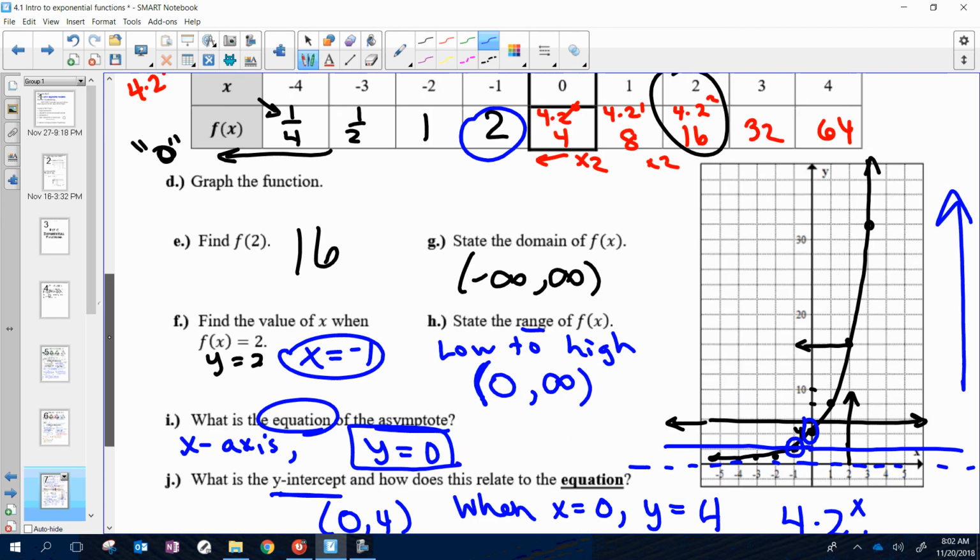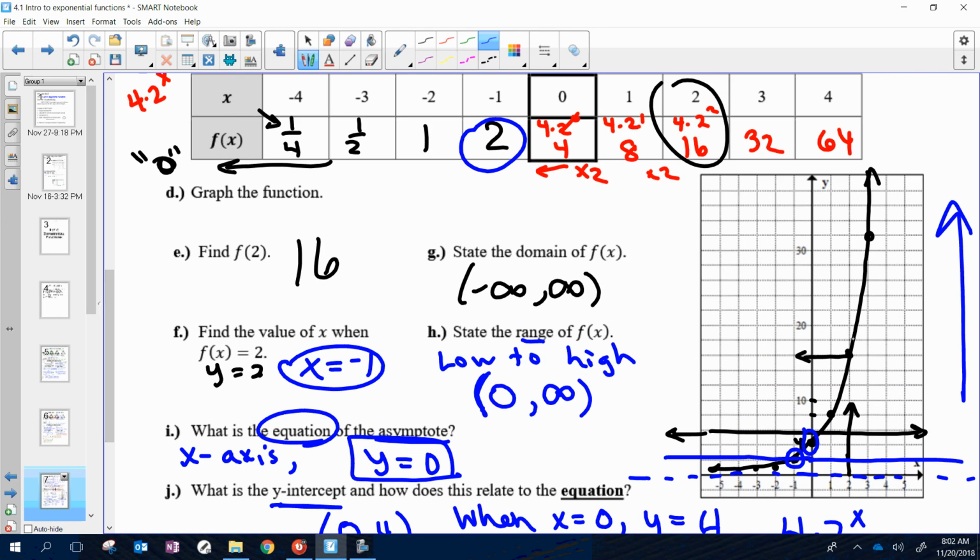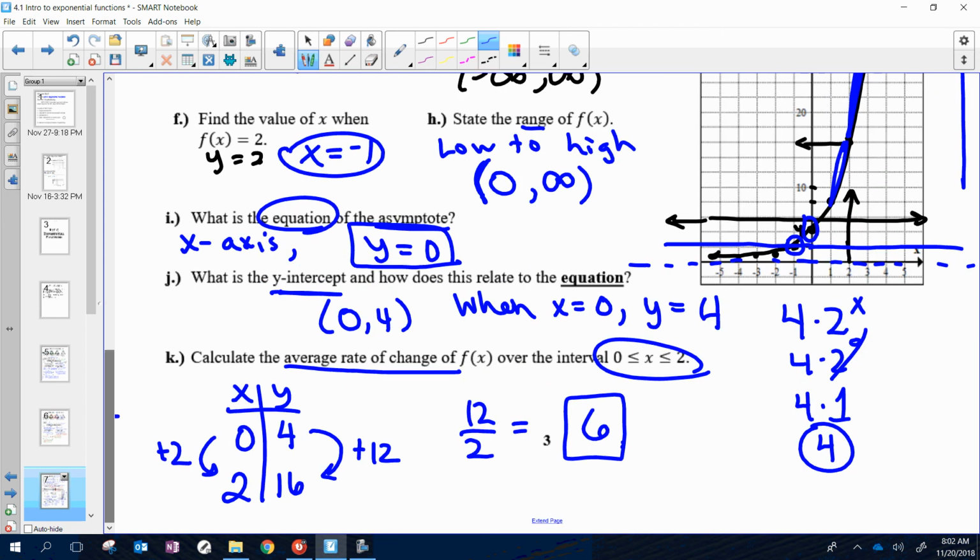That rate is not the same. As you go up on the graph, it gets steeper, and it has a steeper rate of change. It's not constantly 6, just from 0 to 2.